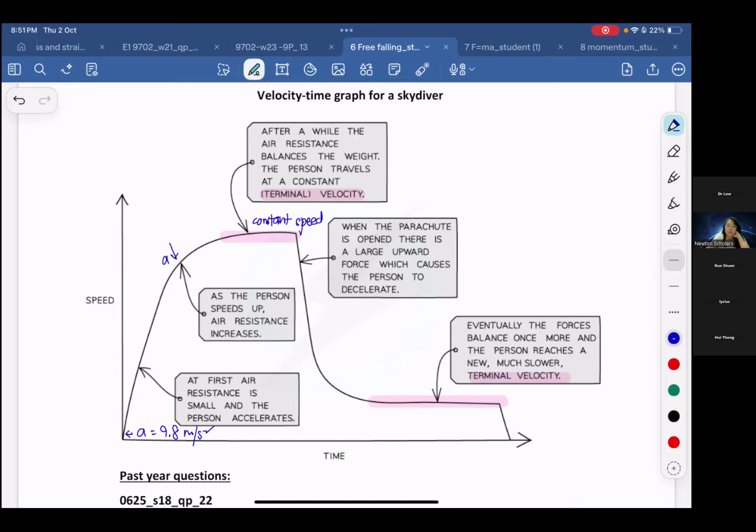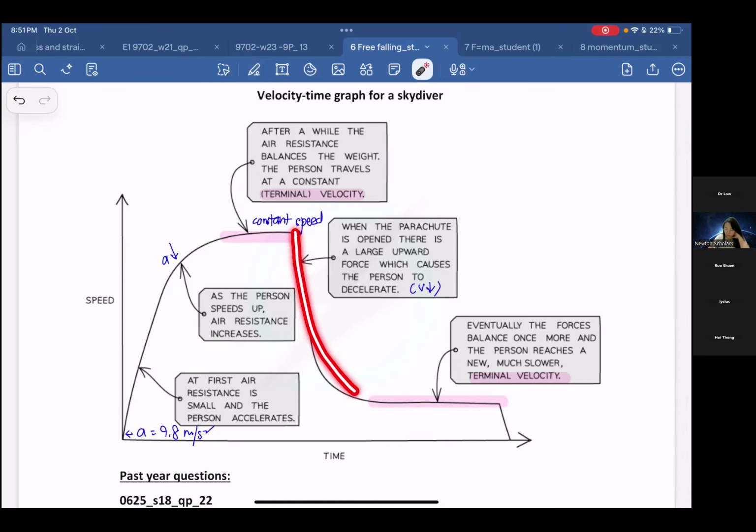When the parachute is open, there is a large upward force because air resistance causes the object to decelerate. Decelerate meaning speed decreases. Can you see that? Speed suddenly decreases from a certain value. Eventually at the end, the force is balanced. Any question? If no question, we try with past year questions and see how the questions are asked. Is it okay?